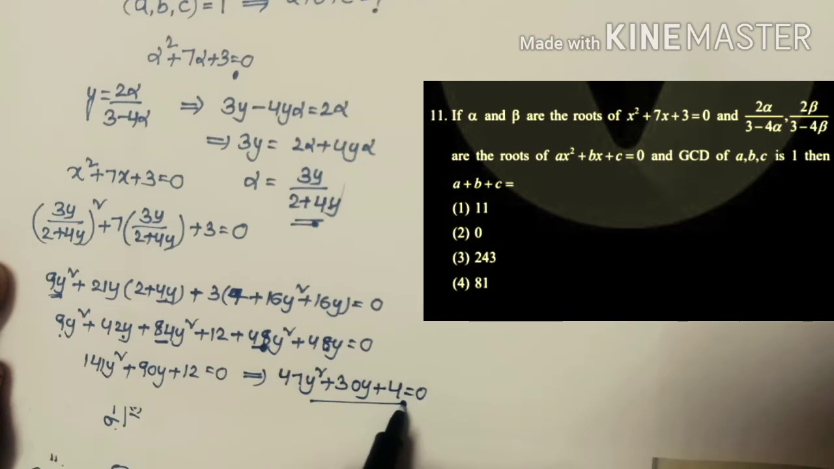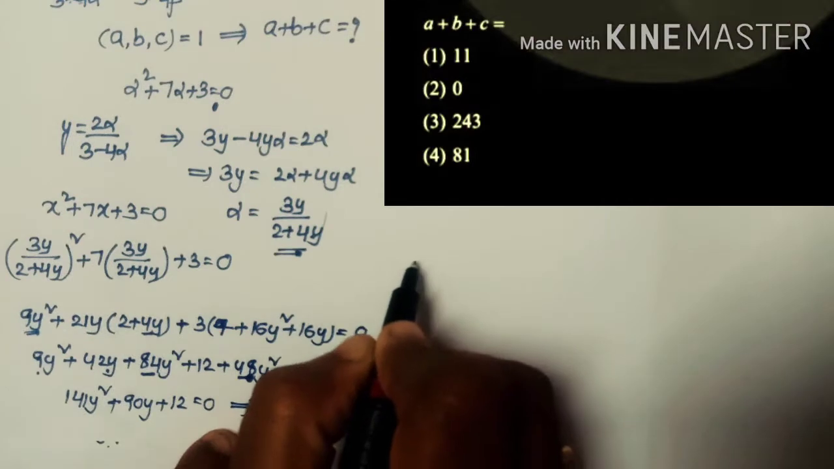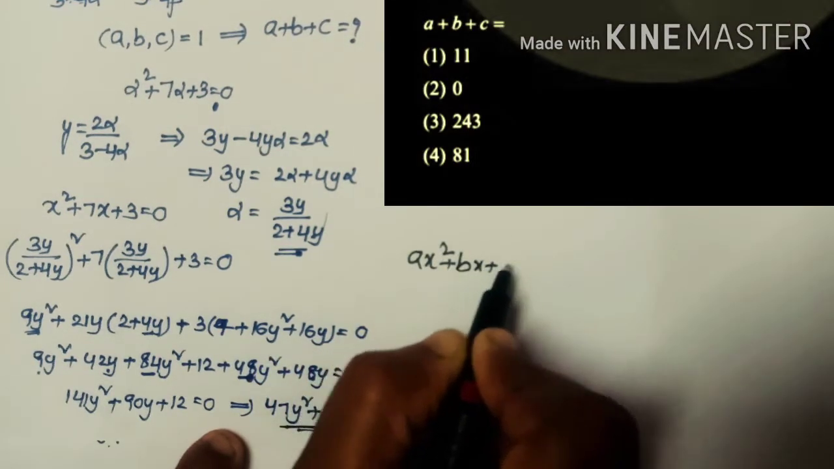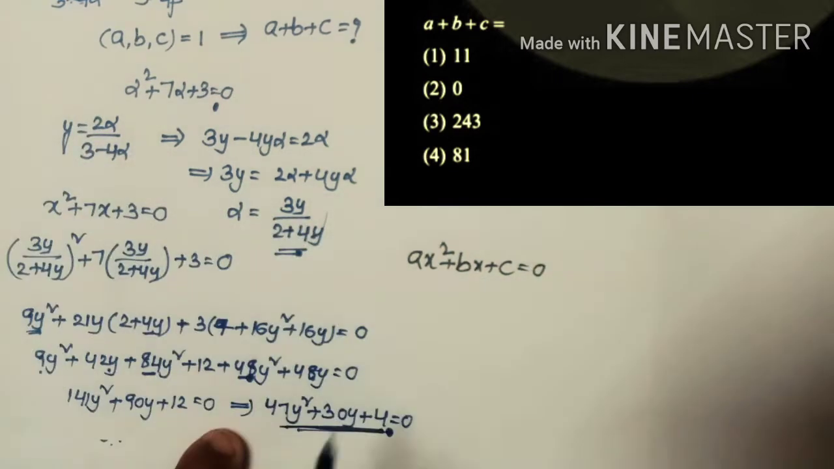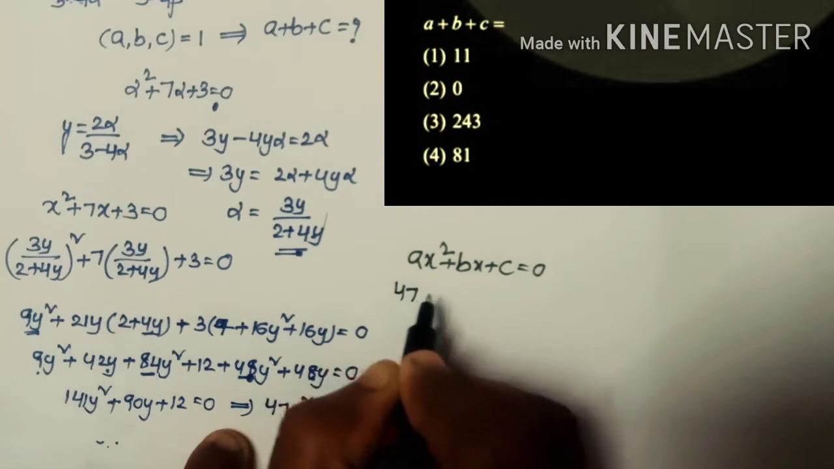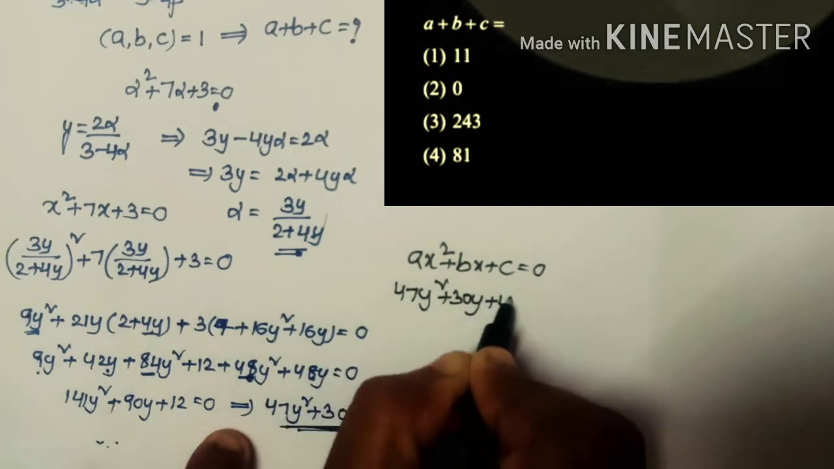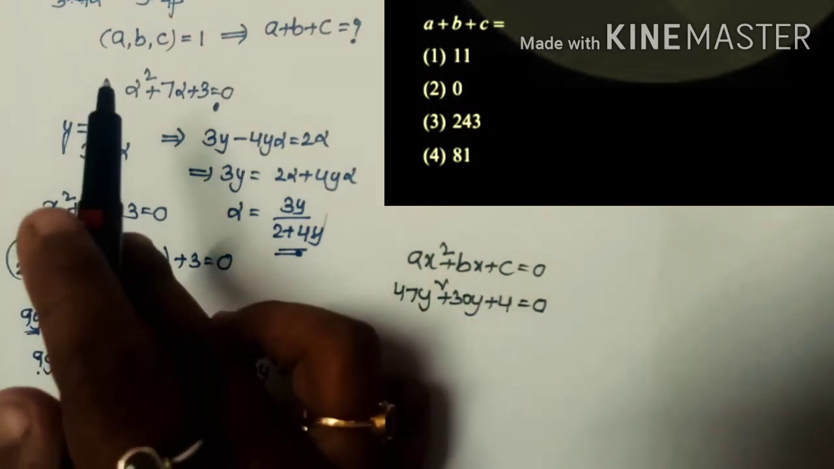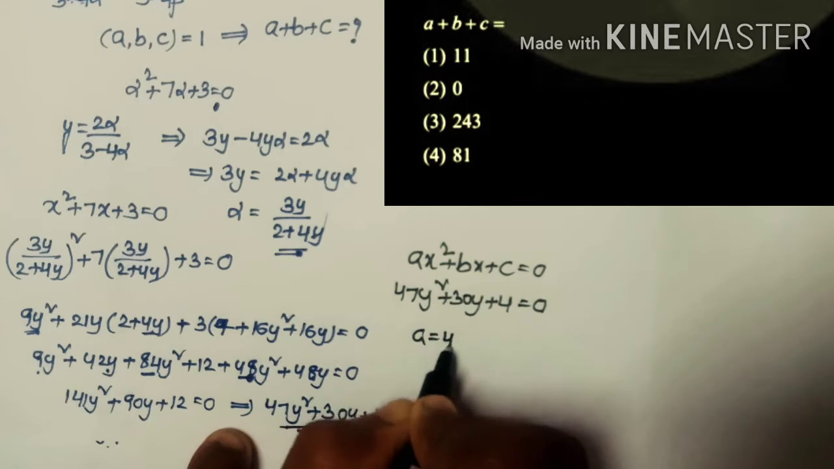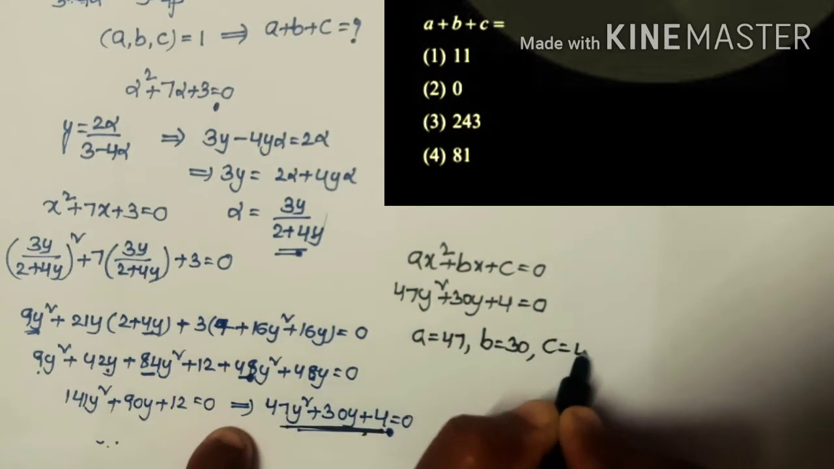Now we compare this equation with ax square plus bx plus c is equal to 0. Given that ax square plus bx plus c is equal to 0 is the equation with the roots 2 alpha by 3 minus 4 alpha and 2 beta by 3 minus 4 beta, and this equation 47y square plus 30y plus 4 equals to 0 is the equation obtained by taking 2 alpha by 3 minus 4 alpha as the root. By comparing these two equations, we get the values of a is equal to 47, b is equal to 30 and c is equal to 4.